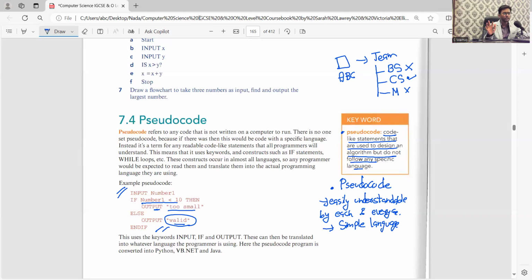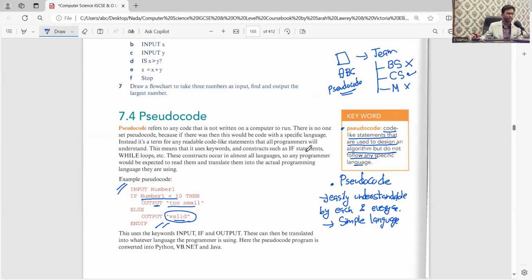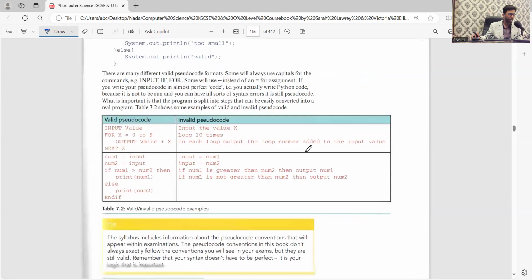So there is no one set pseudocode because it is not a specific language. We use pseudocode because it has simple keywords, it is easily understandable, and after this piece of pseudocode, it can be converted into any programming language. So if I get back to my example, if I create this software with the help of pseudocode, it is quite understandable to each and every one of my team because it uses simple keywords, and then it can be converted to any programming language, either Python or Java. When you give someone pseudocode, you basically give the logic, the idea. So it is quite convenient for everyone, right?